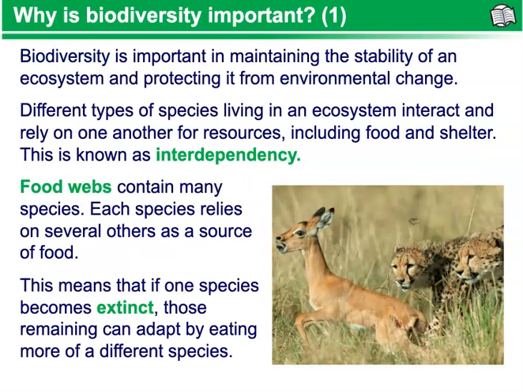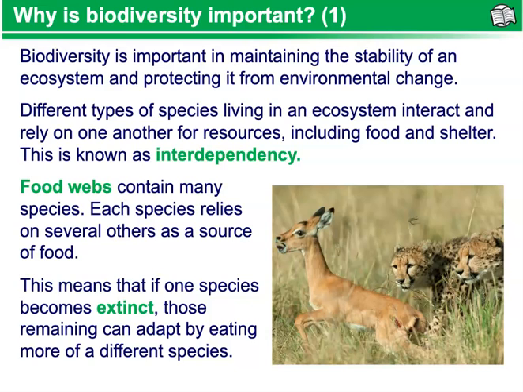Why is biodiversity important? Biodiversity is important in maintaining the stability of an ecosystem and protecting it from environmental change. Different types of species living in an ecosystem interact and rely on one another for resources, including food and shelter. This is known as interdependency.